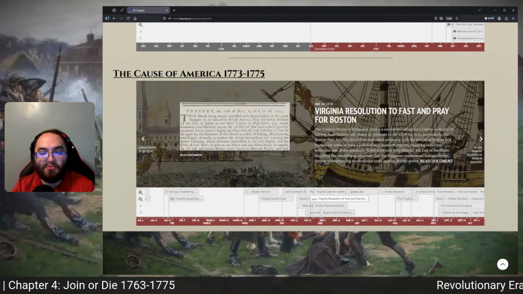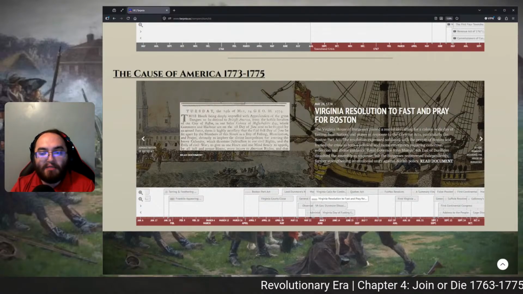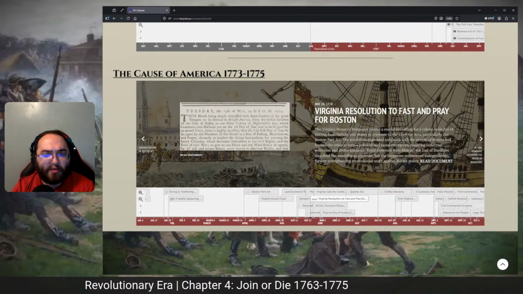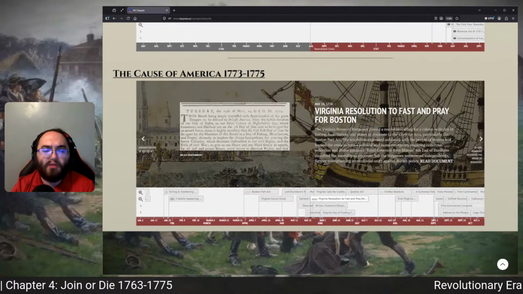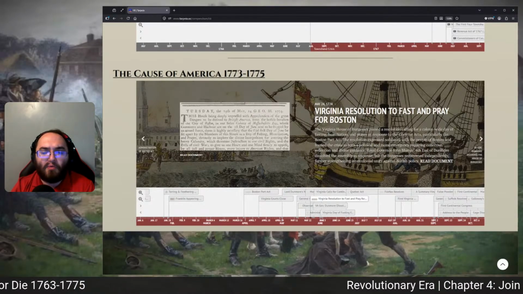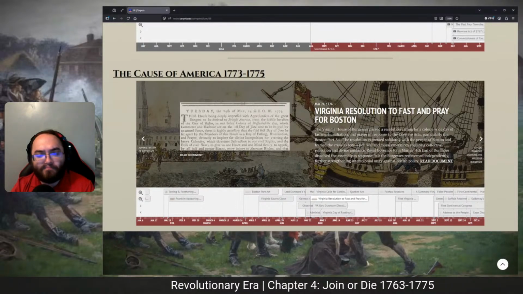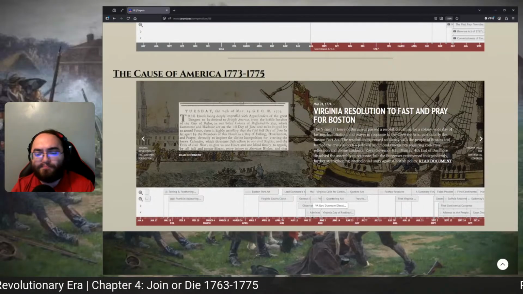Virginia passes a resolution to fast and pray for Boston. And so this is going to be a very common thing throughout this period, and then going into the American Revolution, where you have these fasting and prayers for the colonial cause.